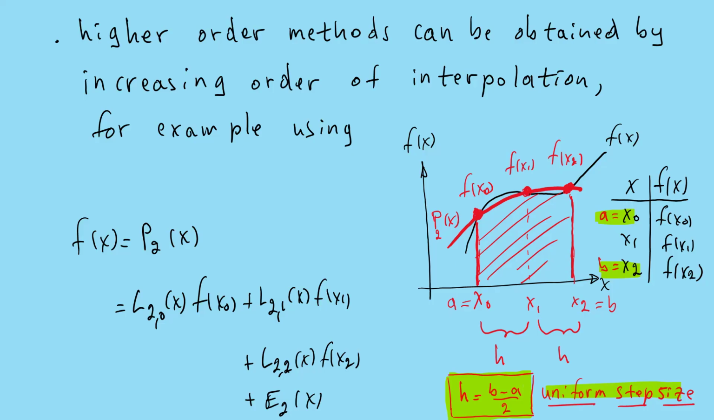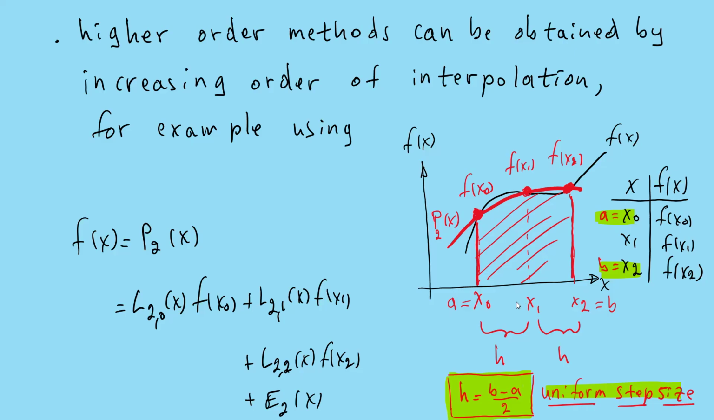Another thing we have to know is that the distance between each point is h. And for the Simpson rule, h is found by b minus a over 2.